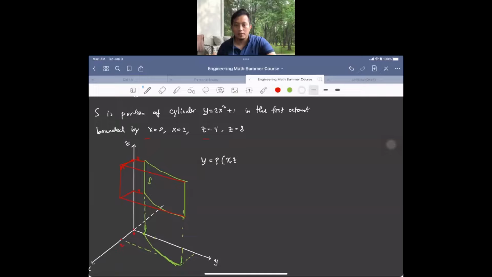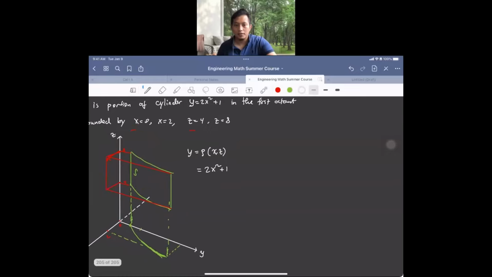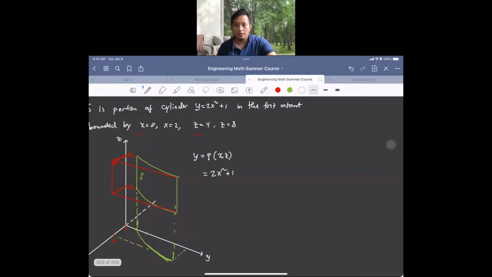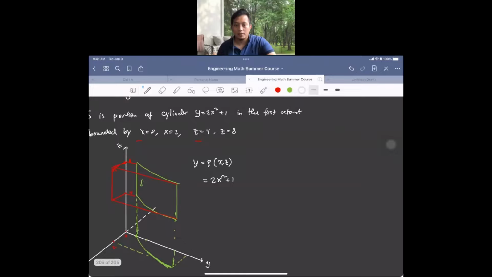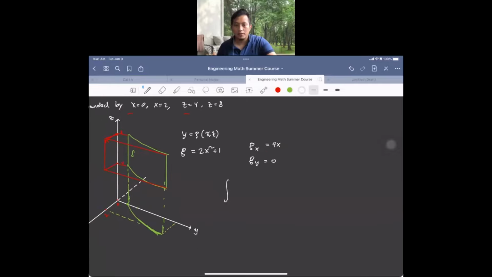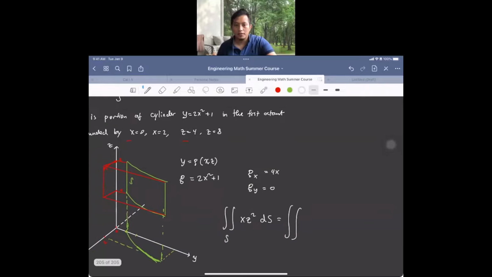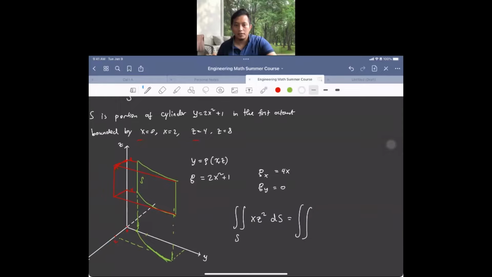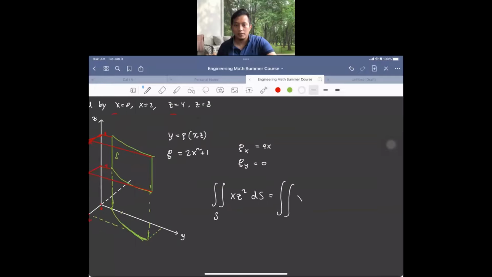Now we can let this Y be, of course, the region projected to the XZ plane. So we can take partial x is 4x and partial y is 0. So we could take the surface integral, and since we are having the z and x as a constant, we can use zx or xz. The form that we have is 1 plus 16x squared, right? Because the other one is 0, so we don't need to calculate.